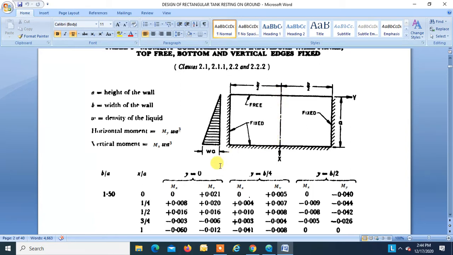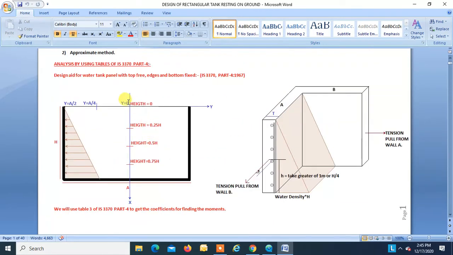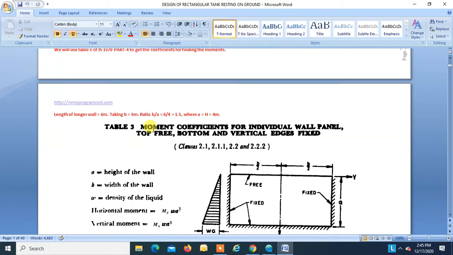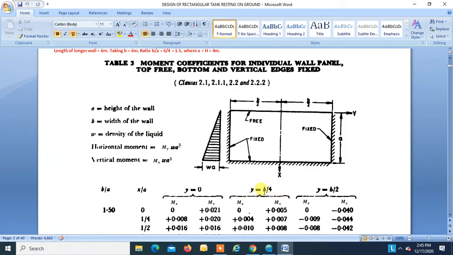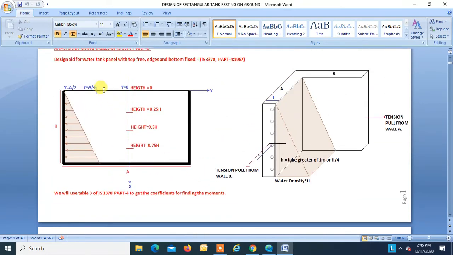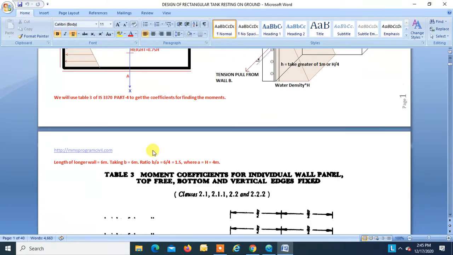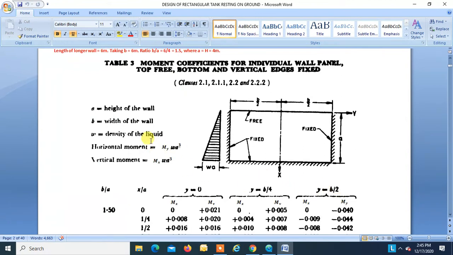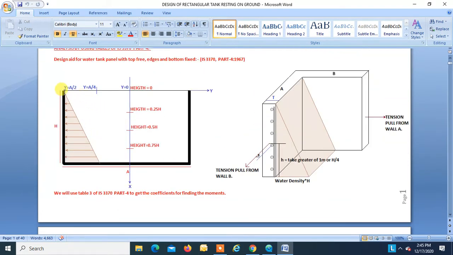Now let us see where these points fall on the wall. y is equal to 0 is this point. y is equal to b by 4 is this point. I have taken width as a over here, so I am writing a over here, and the code has taken this as b. So this is y is equal to b by 4. y is equal to b by 2 is this point.